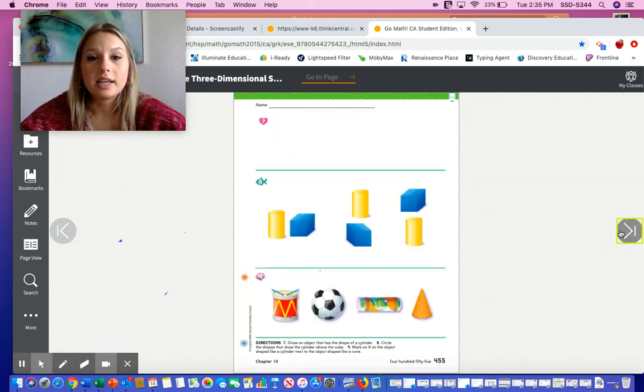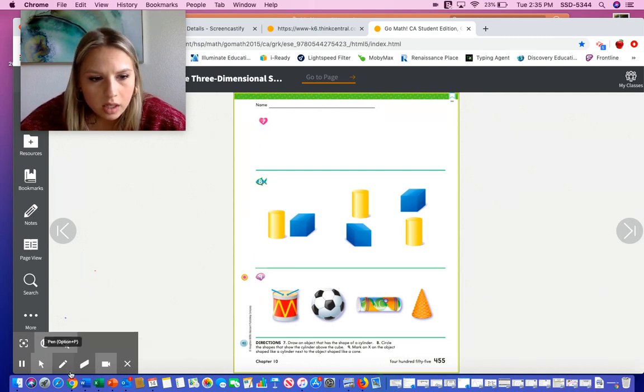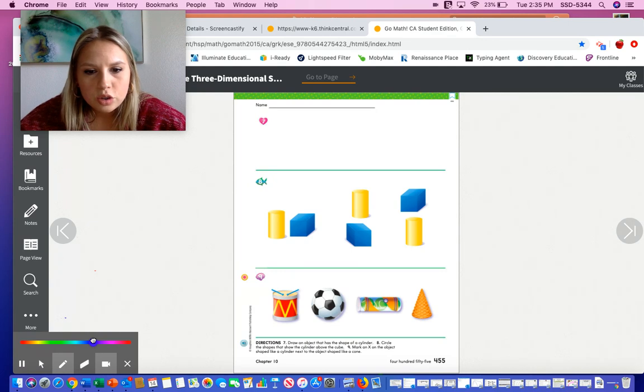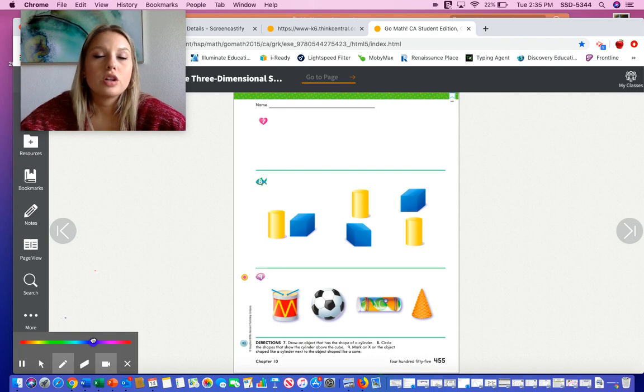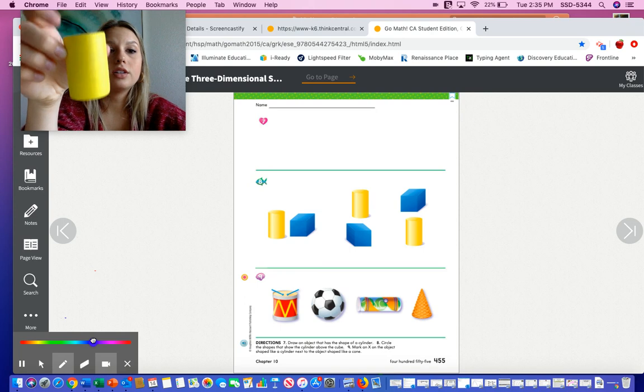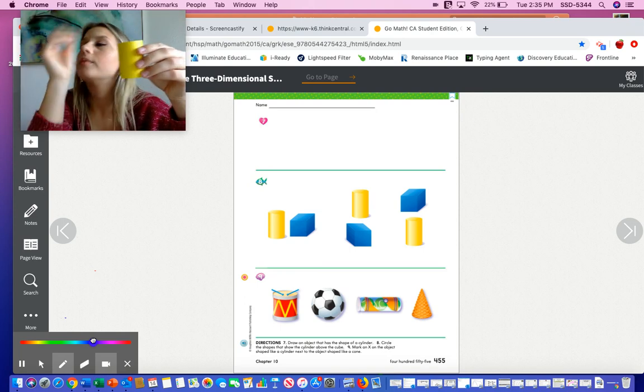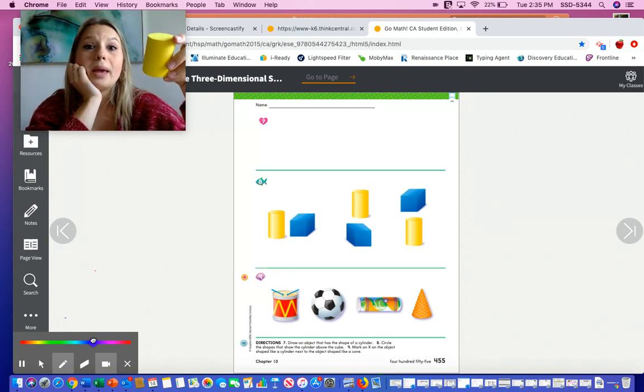Flipping to the next page, find the pink heart, number 7. And the directions say, to draw an object that has the shape of a cylinder. So let's draw something in real life that is shaped like a cylinder. Oh, I'm going to draw a paper towel roll.